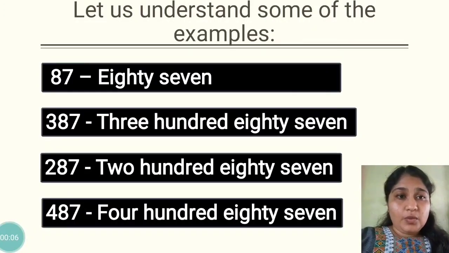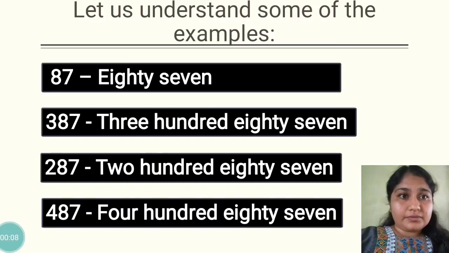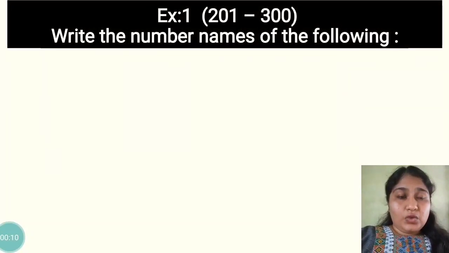Now, we will start with our exercise part. So, take out your maths notebook and write down exercise 1. In this exercise, we have to write down the number names. Students, in this, figures are given to you from 201 to 300. So, we have to write down the number names between these figures. Let us see.